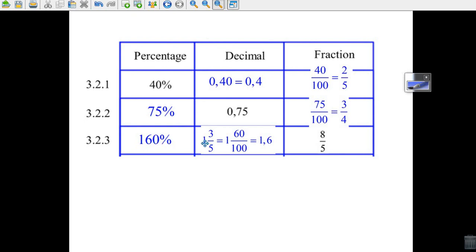1 is 100%. And there we go. We finished the fractions and the decimals.